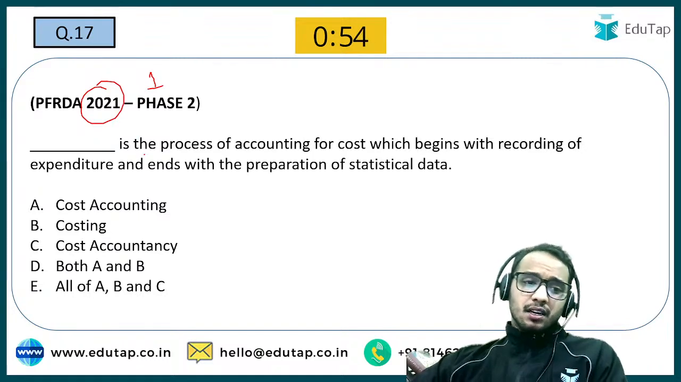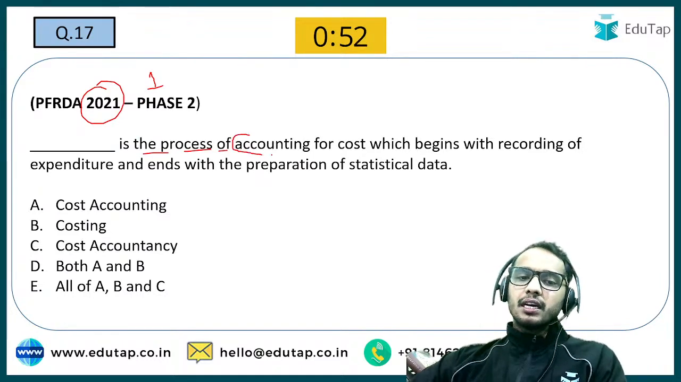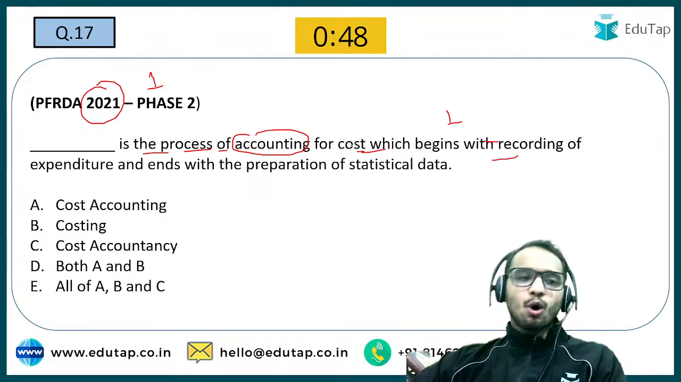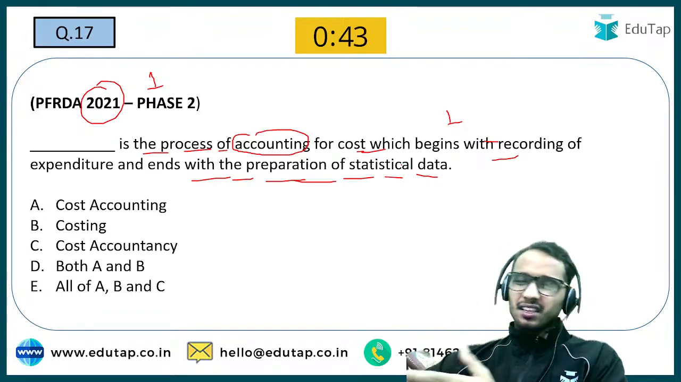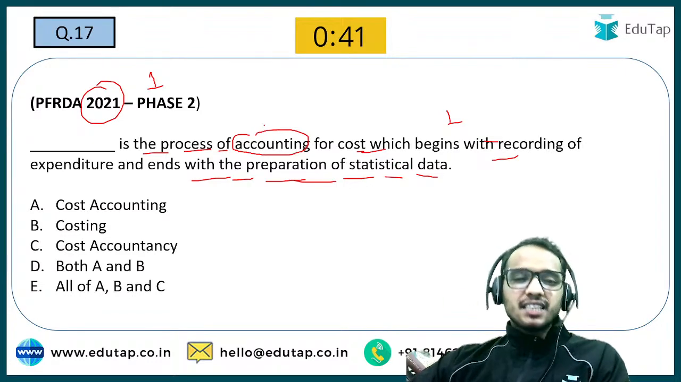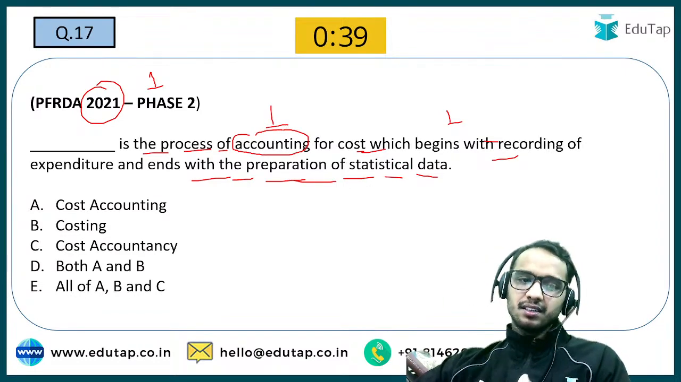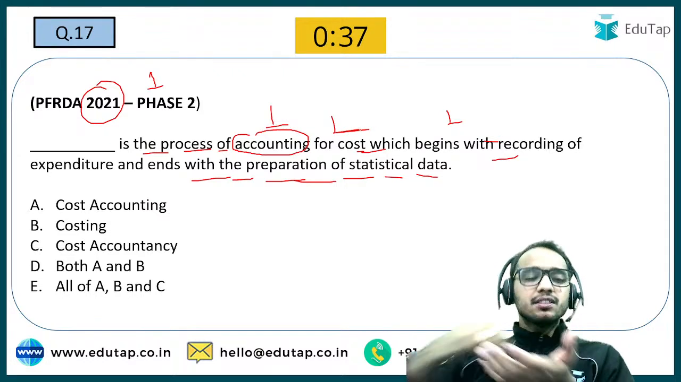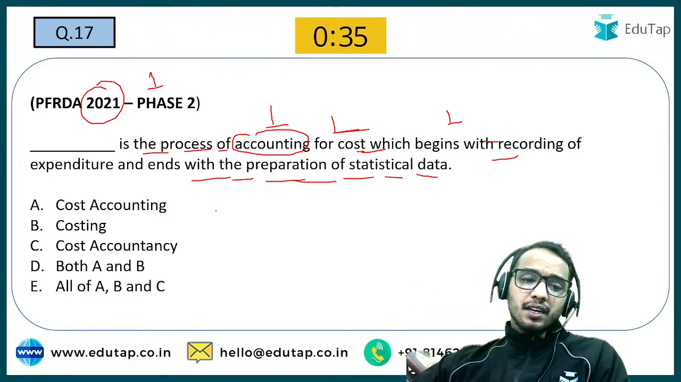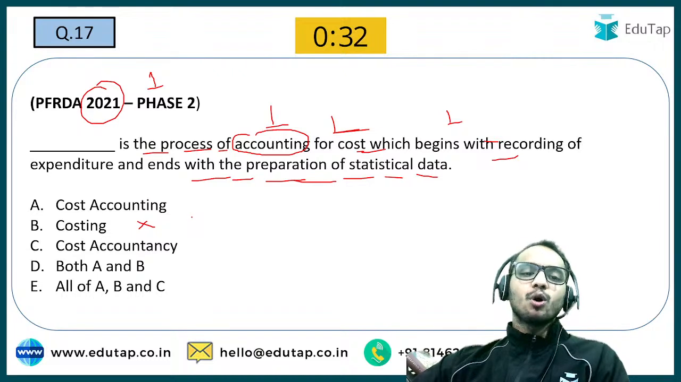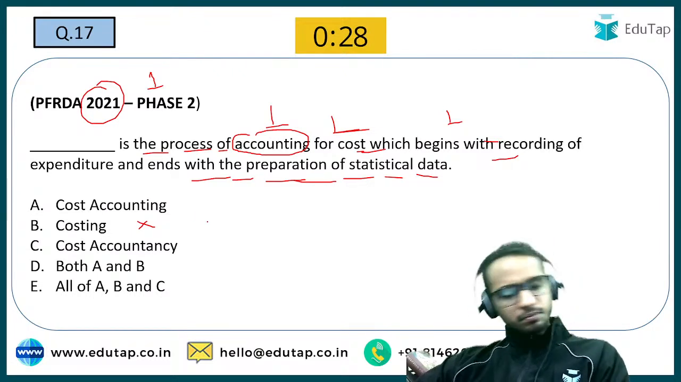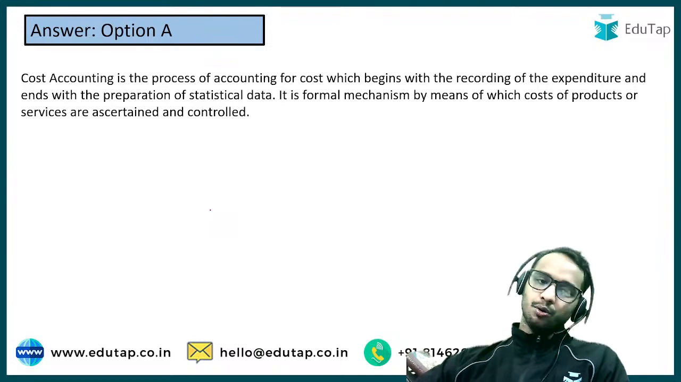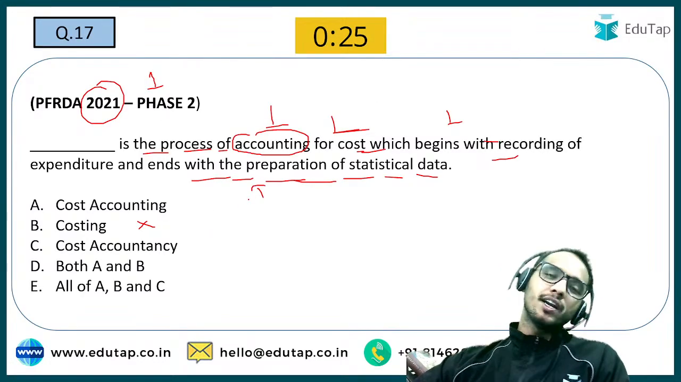It says dash is the process of accounting for cost which begins with recording of expenditure and ends with the preparation of statistical data. Oh, very easy question it is. I think we have discussed this question before as well. So obviously it is not only costing, it will be cost accounting. Everyone is correct. That was the easy question, and I'm not going to explain it because we have discussed that.